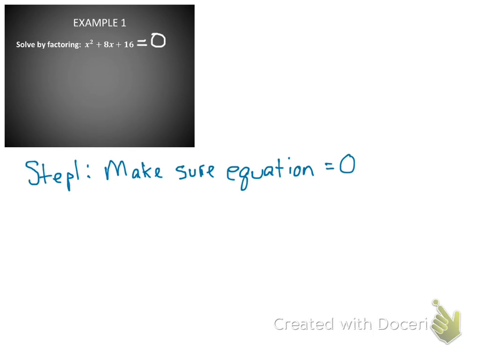So here's our first example, x squared plus 8x plus 16. Our first step is to make sure that the equation is equal to 0. In this case, the equal sign was missing on the slide, so I went ahead and added it in there and set the equation equal to 0.